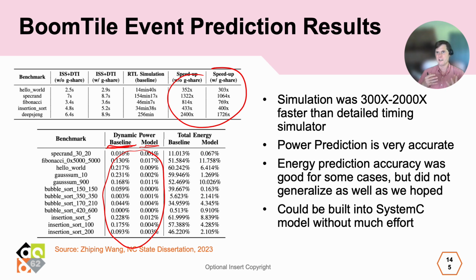Energy prediction was not as good, and as you can see here, in the best case we're still getting up to 10% error for many of these workloads. Again, why is that? It's really just because of the difficulty of estimating how long it's going to take to run each one of these workloads. Still, it is something. It does give you some kind of prediction, and we could build this into our SystemC simulation for this tutorial if we wanted to. It would be a little bit more extra effort, but all of the pieces are there.